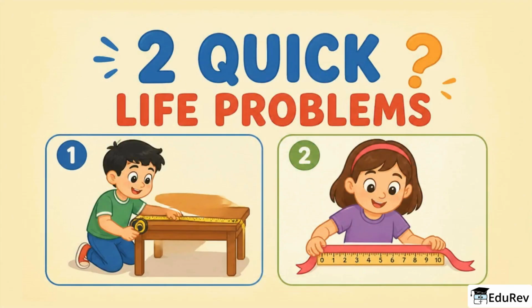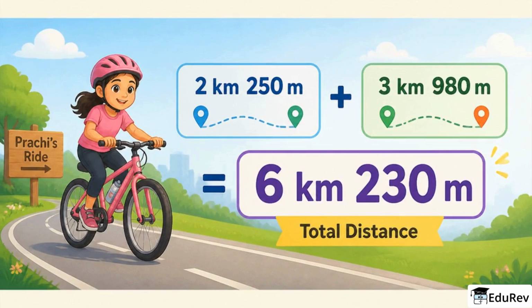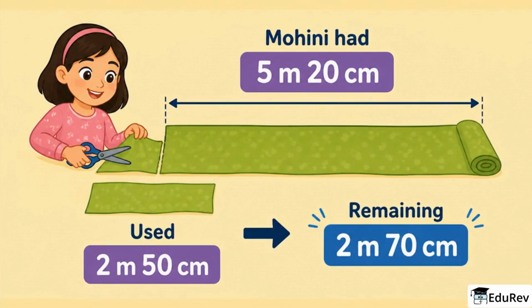Here are two quick life problems. Prachi cycled 2 kilometers 250 meters and 3 kilometers 980 meters. So she cycled 6 kilometers 230 meters in total. Moini had 5 meters 20 centimeters of cloth and used 2 meters 50 centimeters, so 2 meters 70 centimeters remained.